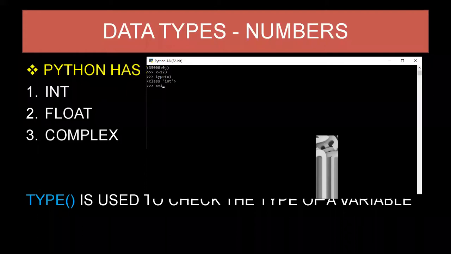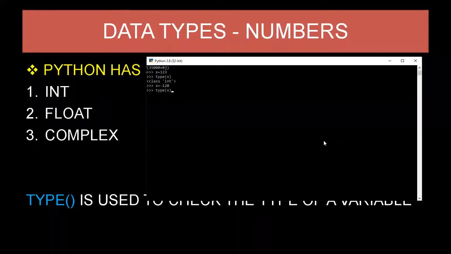Let's see minus 120. So what should be the output? It should also be an integer number, because minus 120 is also an integer number. Let's see another example.